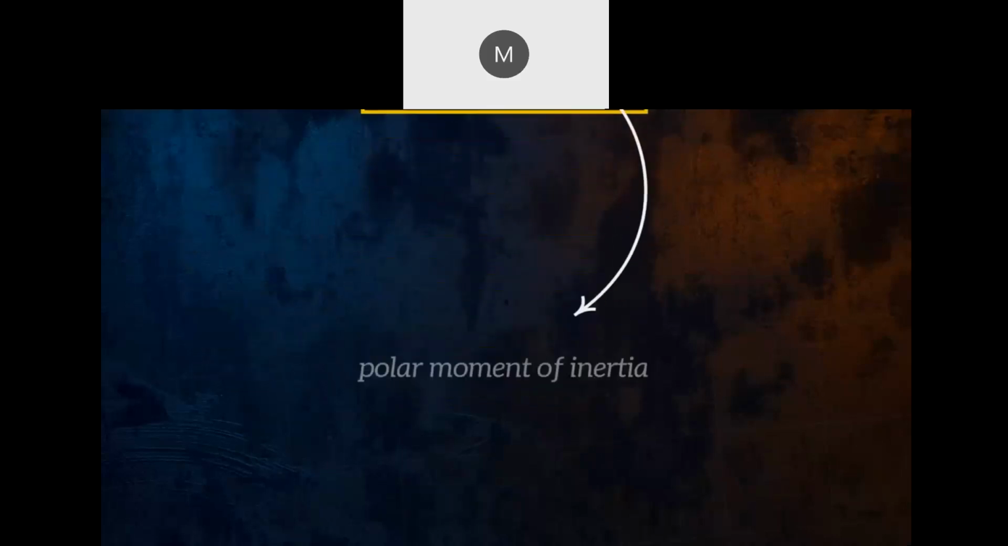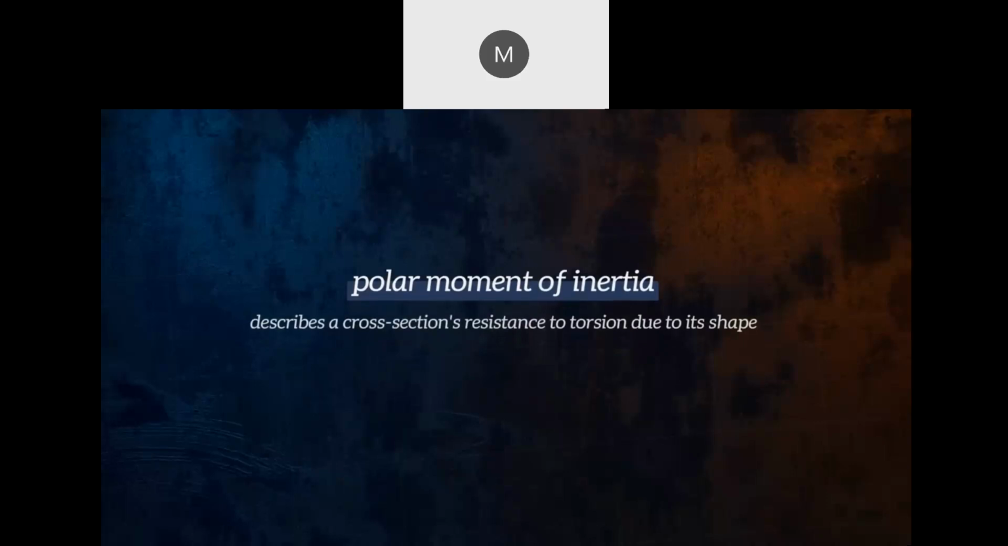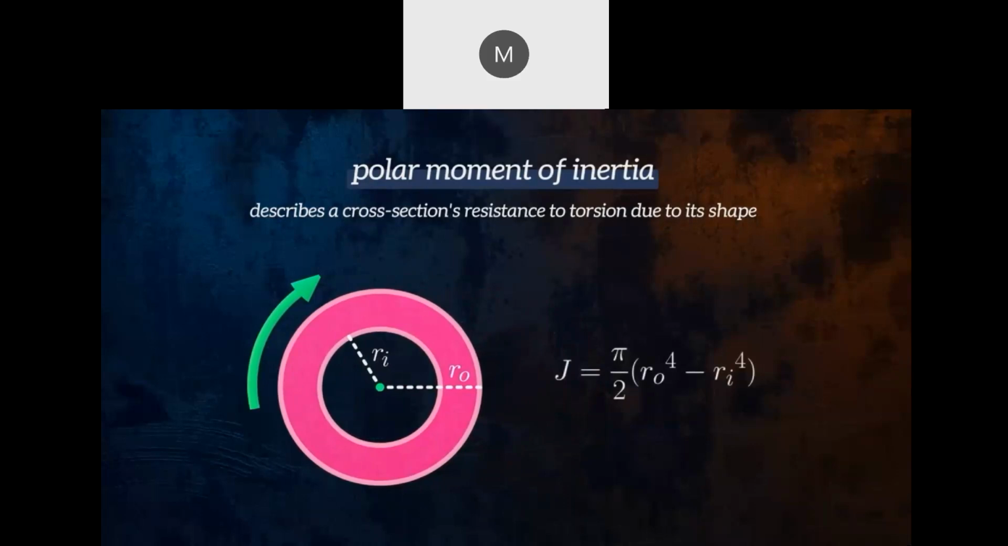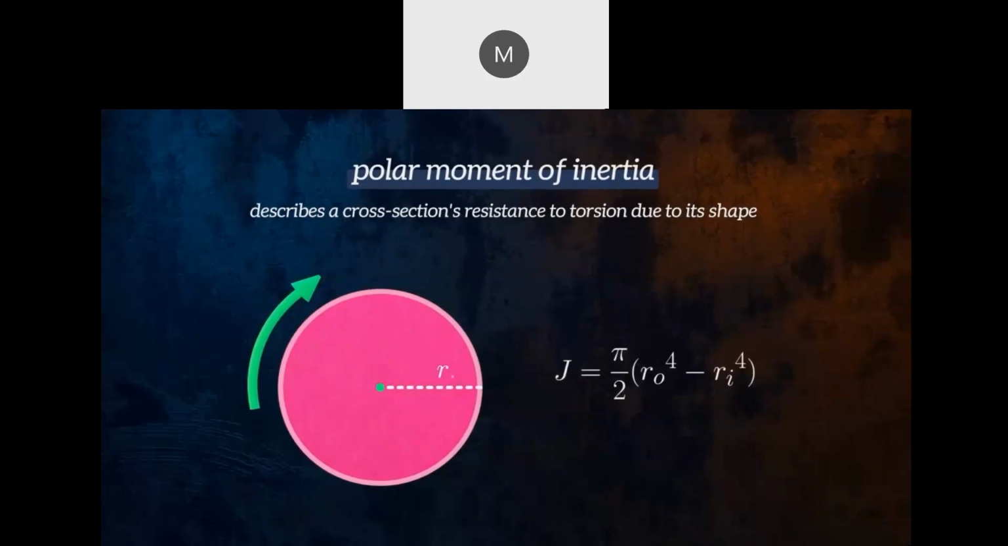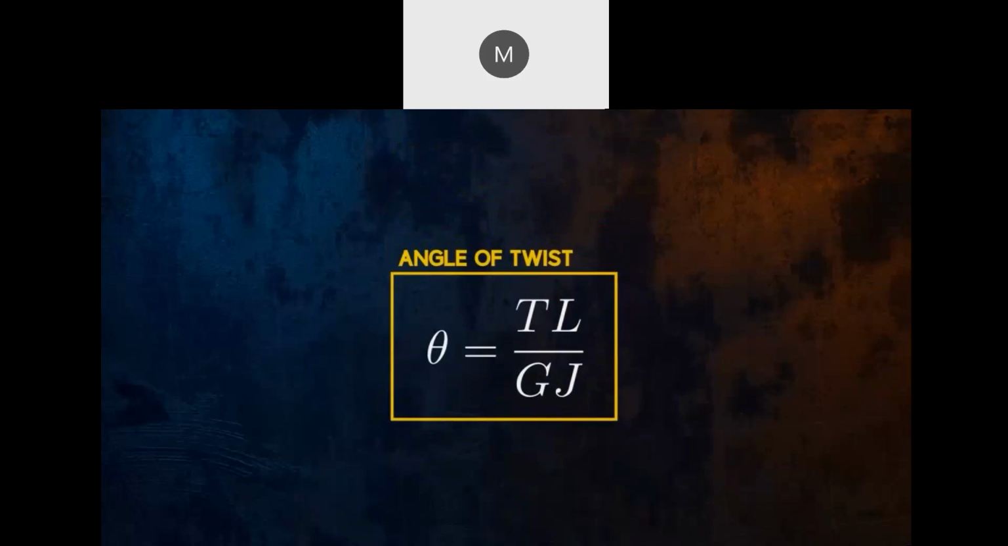So, what is the polar moment of inertia? It defines the resistance of a cross-section to torsional deformation, due only to the shape of the cross-section. The polar moment of inertia for a hollow bar, with an outer radius RO and an inner radius RI, can be calculated using this equation. Setting the inner radius to zero gives us the equation for a solid bar. One neat thing about the equation for the angle of twist is that it gives us a way to determine a material's shear modulus, G, experimentally. If we apply a known torque to a bar of known length and cross-section and measure the resulting angle of twist, we can use that information to calculate the material's shear modulus, G.